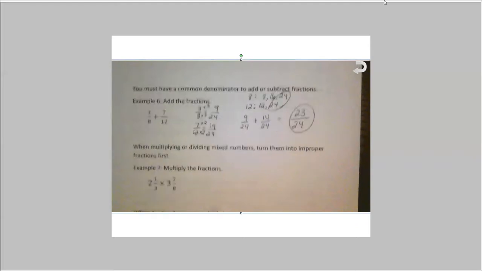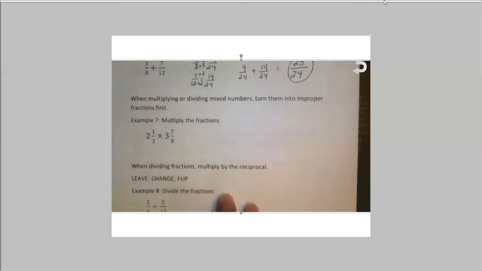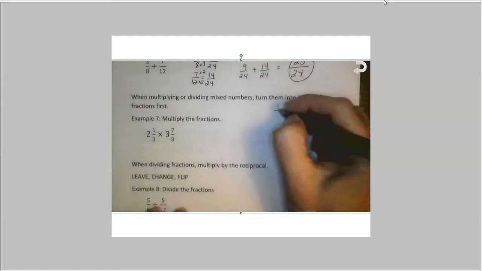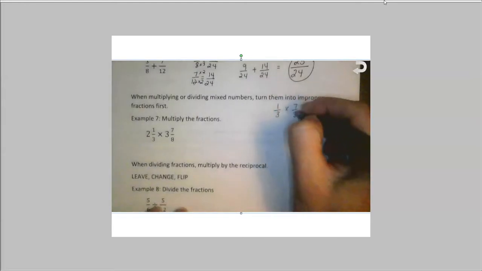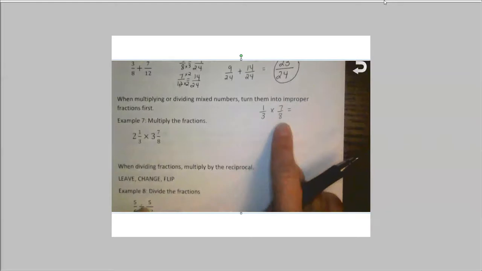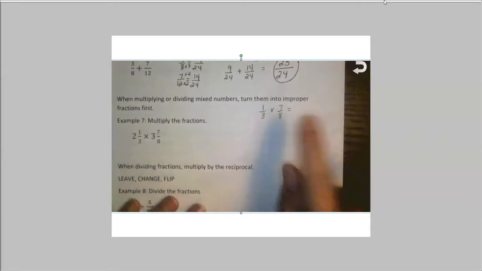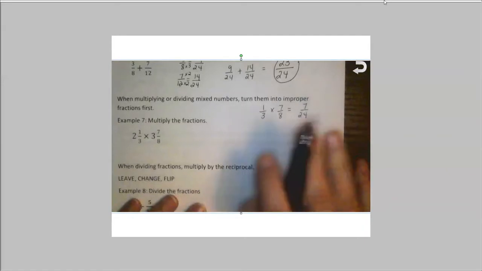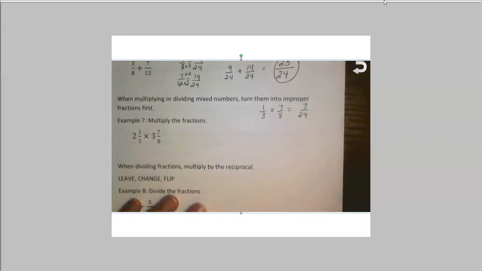Okay, next thing we're going to do is practice multiplying and dividing with fractions. When you're multiplying with mixed numbers, you will first have to turn them into improper fractions. I'm just going to take 1/3 times 7/8 first. If they're just regular fractions, you do not have to have a common denominator. You would multiply the top and multiply the bottom, okay? That's how we work normally multiplying with fractions.